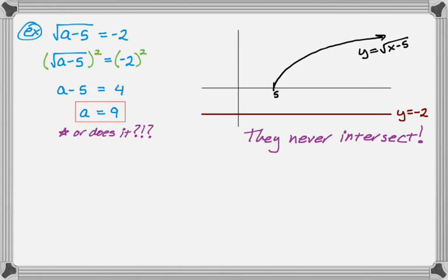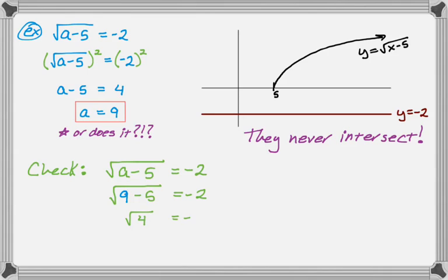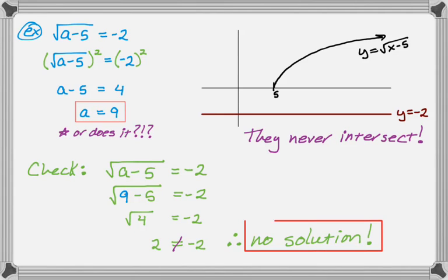So let's check that kind of algebraically or arithmetically, I guess. So what I'm going to do is take the original and I'm going to substitute in my value. So I got 9, so I have radical 9 minus 5 equals negative 2, which is radical 4 equals negative 2, but square root of 4 is 2. 2 does not equal negative 2. So there are actually no solutions to this. So we got a solution when we algebraically manipulated everything, but it didn't work out in the original.